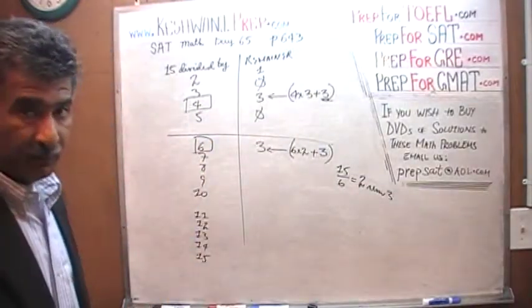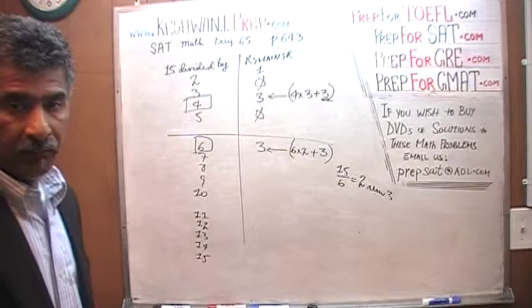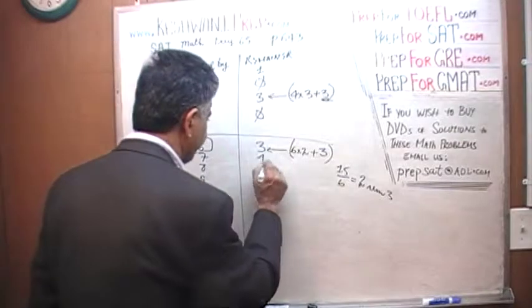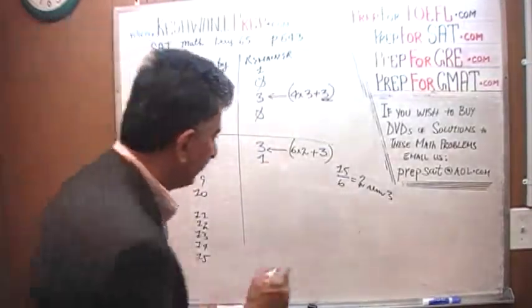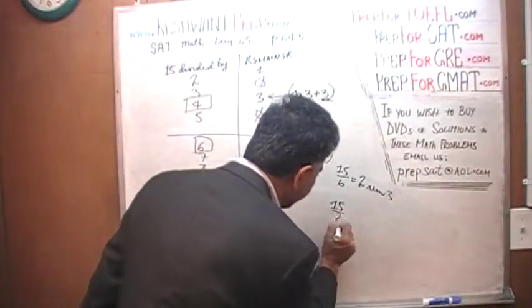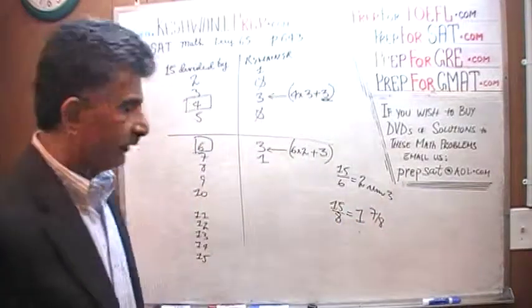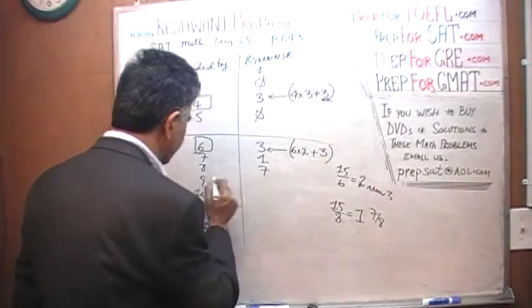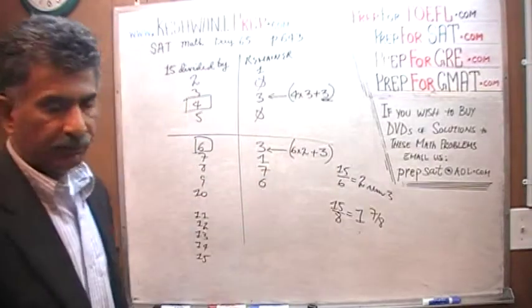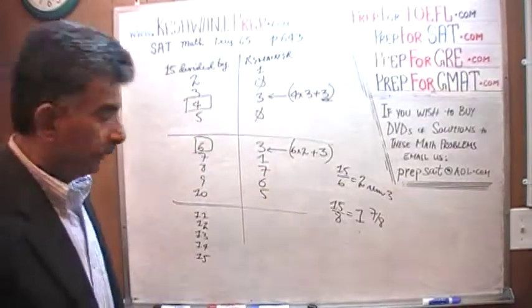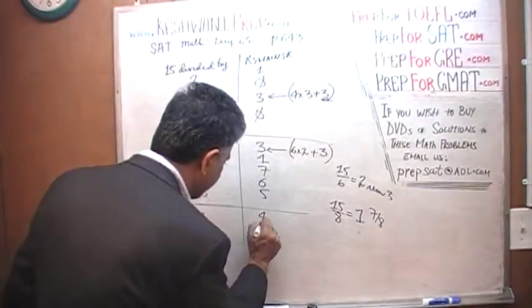15 divided by 7, you get the idea now, you've got the pattern. If you divide 15 by 7, it goes 2 times, 14, and then you have a remainder of 1. When you divide 15 by 8, you get 1 and 7/8, the remainder is 7. 15 divided by 9 gives a remainder of 6. 15 divided by 10 gives a remainder of 5. 15 divided by 11 gives a remainder of 4.